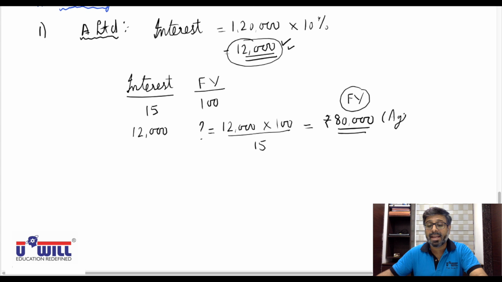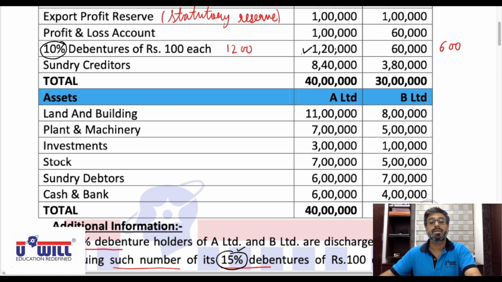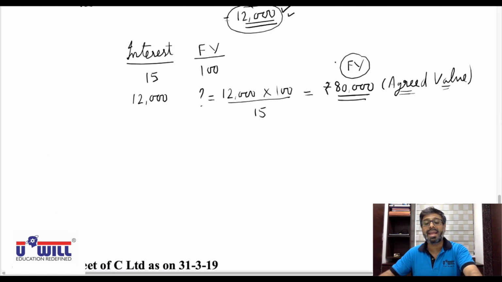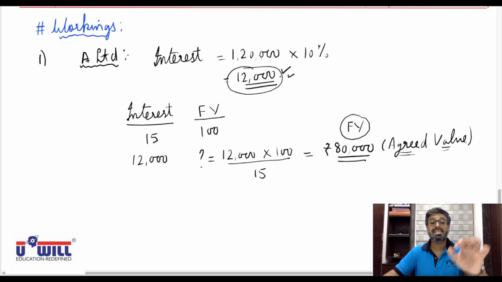So what is this 80,000? It is the agreed value of A Limited's debentures. In the old company, they had 1,20,000 of debentures. But in the new company, they are going to get only 80,000 of debentures. But even after getting only 80,000 of debentures, they are going to earn 15% interest, so the interest amount is going to remain the same. So C Limited is taking over the debenture of A Limited, but at what agreed value? 80,000 rupees.